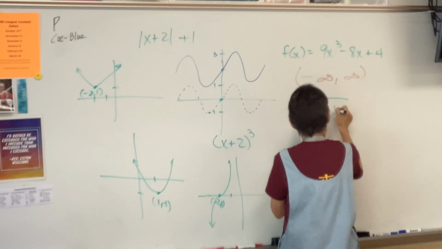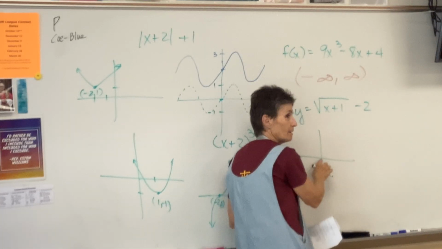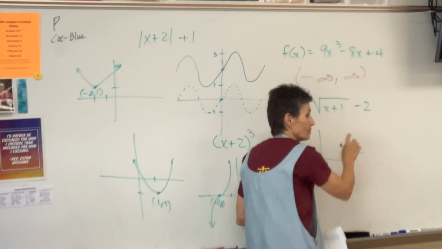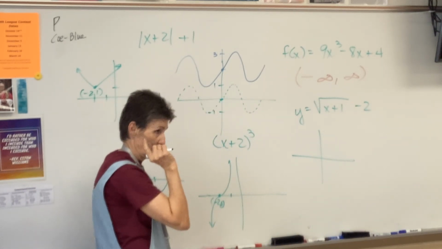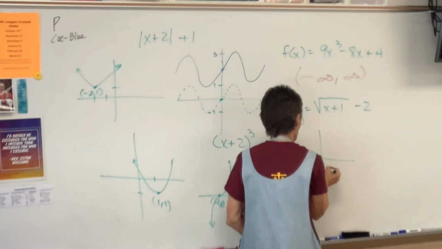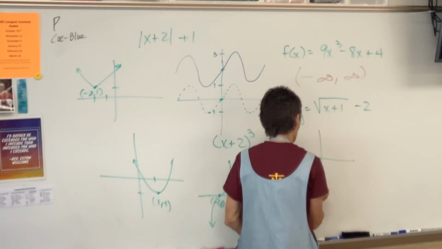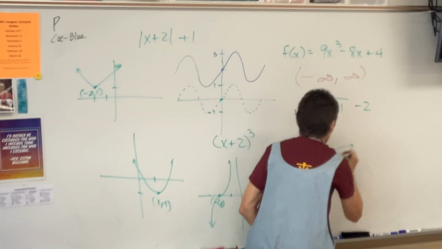The square root. Normally it would start here and go up and out. This one is left 1 and down 2. So left 1 and down 2. I'll label my starting point and then up and out.